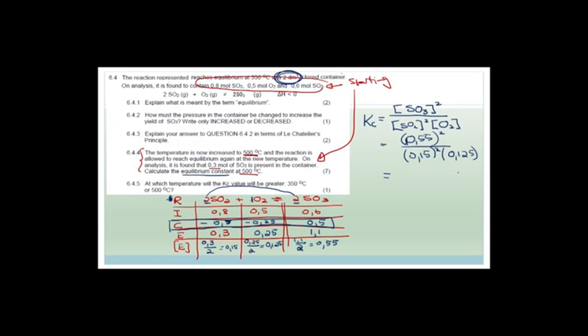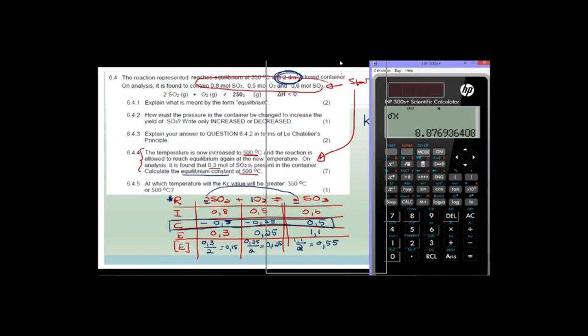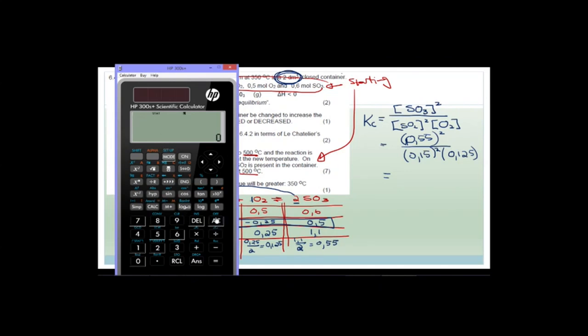And I know we're going to round off our final answer to 2 decimal places, but there's nothing wrong with using 3 decimals as we're busy working, as long as the final answer is rounded off to 2 decimal places. So let's put that into our calculator. We need to fix this mode and make it 1. Okay, there we go. So now we've got 0.55 squared all over 0.15 squared times by 0.125, equals, and we press the S-D button, and that's 107.56.